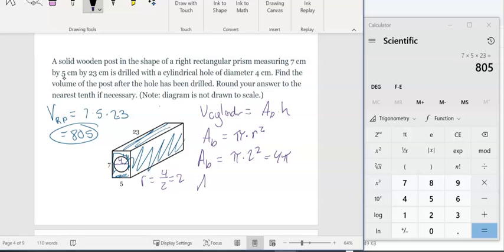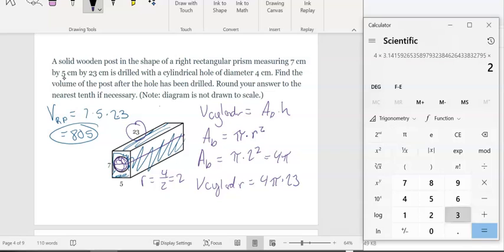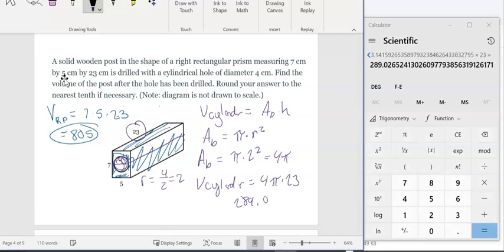So then the volume of the cylinder equals 4 pi times the height, which is, this part confuses people, because the height of this cylinder is the length of the post. So it's the 23. So I'm going to put that in my calculator. 4 times pi times 23 is 289.02. I'm going to save several decimal places so that when I get to the end and I have to round to the tenth, I've got enough decimal places to do that with. Okay, so there's the cylinder in the middle.